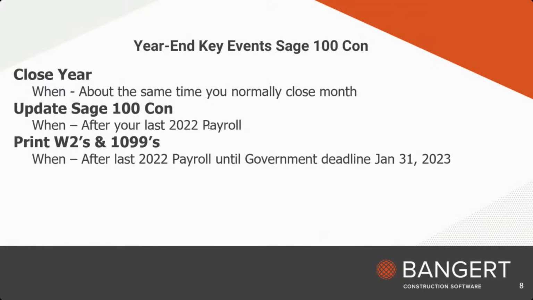So what we find is that the window for when we want to perform the software upgrade is a little bit more narrow with Sage 100, whereas with Sage 300 it is anytime after that release through to when the W-2s and 1099s are due. The whole update for Sage 100 is pretty much after your last 2022 payroll and before your W-2s and 1099s are due.